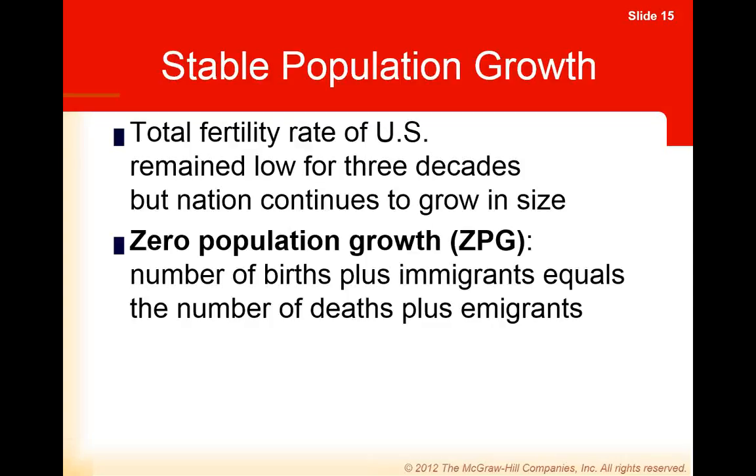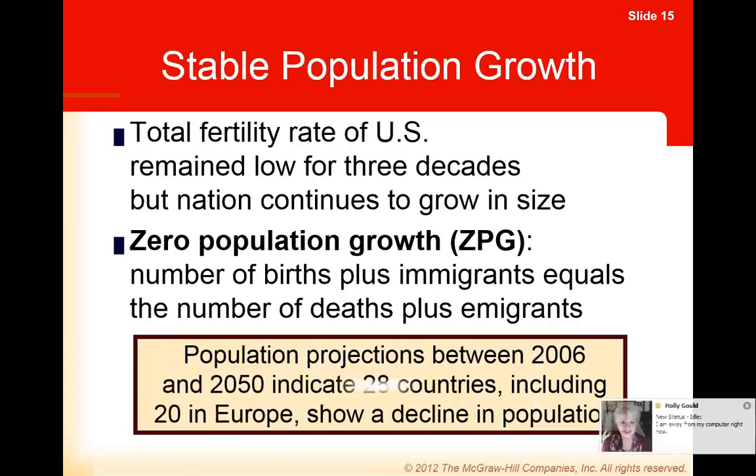When we reach zero population growth, this is where fertility, mortality, immigration, and emigration essentially is net zero sum. The number of births plus immigrants equals the number of deaths plus emigrants, so that every year your population essentially remains the same size.